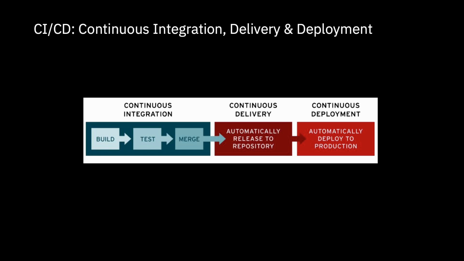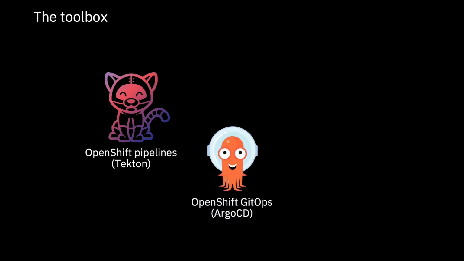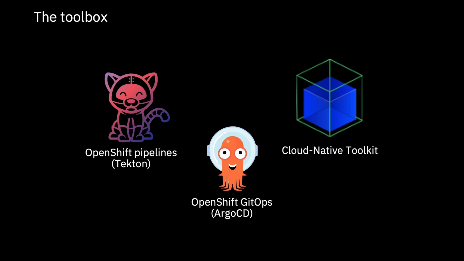Having a fully automated process that takes care of testing, building and deploying new changes of an application with a simple code push and without service interruption, of course. We do this by following a DevOps approach, leveraging automation tools. There are two major tools that we will be heavily relying on: OpenShift pipelines using Techzone and OpenShift GitOps using Argo CD. In addition to these, I'll be talking about the Cloud-Native Toolkit.